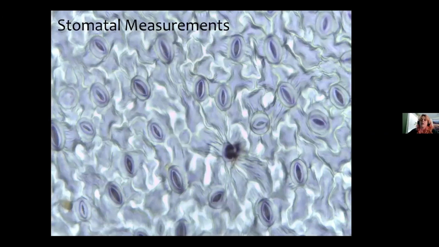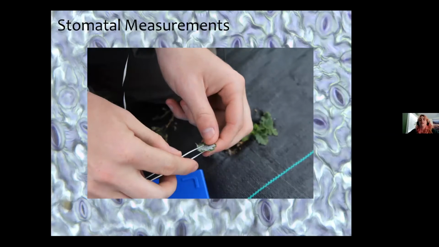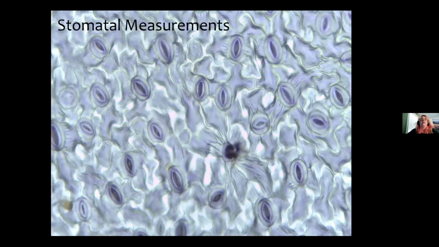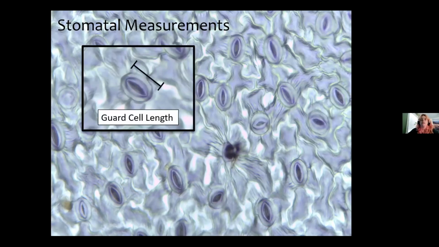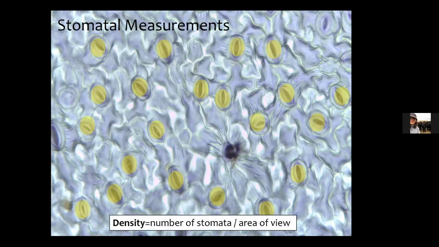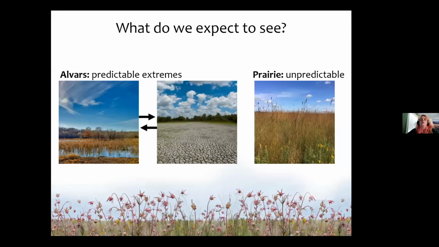To measure stomatal traits, we could do that a little bit more locally, but we first had to create molds of our leaves using liquid bandage. And then once that mold was created, we photographed it for analysis, and the resulting photographs kind of look like the background of this slide, where you have a bunch of stomata sporadically throughout the image. And so on these images, we measured the guard cell length, and we also counted the number of stomata in the area of view and divided it by the area of view to determine the stomatal density. And so what do we expect to see?